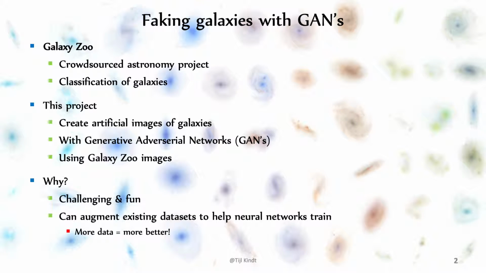So why create fake images? Because it's challenging. GANs are notoriously hard to train, but also because these fake images can augment existing datasets to help other neural networks train better, because more data is better and real data is quite costly to come by.